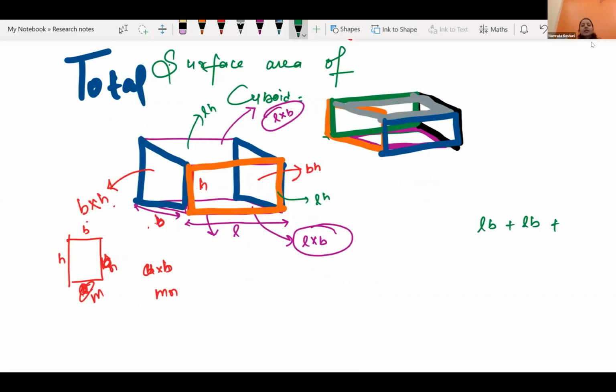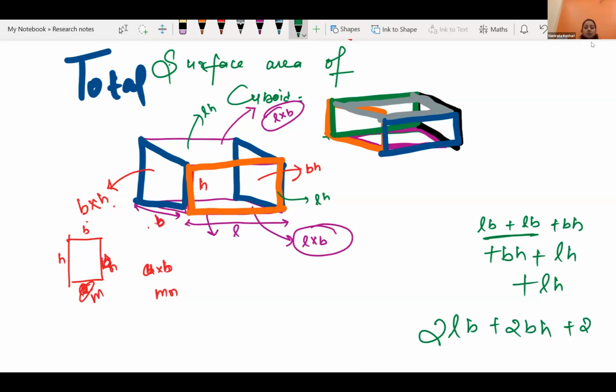Breadth into height, then one more breadth into height, then length into height, and one more length into height. From here this formula came: 2 length into breadth, 2 breadth into height, 2 height into length, and that is 2 in brackets length into breadth plus breadth into height plus height into length. This formula came from here only. Total surface area means the area of all the surfaces added together. Is it clear to all of you?